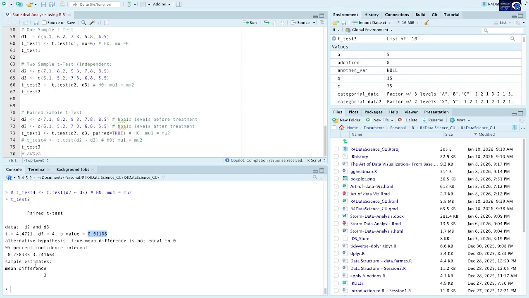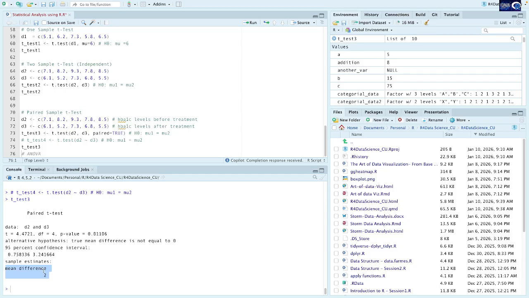This mean difference value indicates the average difference between the pairs in your sample. So 2 is the average difference between the pairs in the sample. So there is a significant difference between the pairs. And sometimes a sign will also be there. The sign depends on the order we have entered.